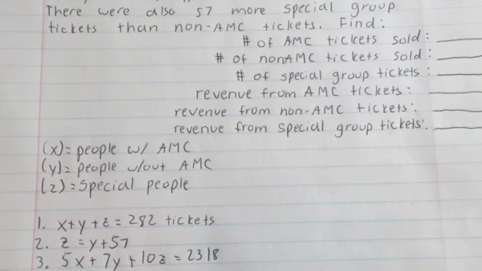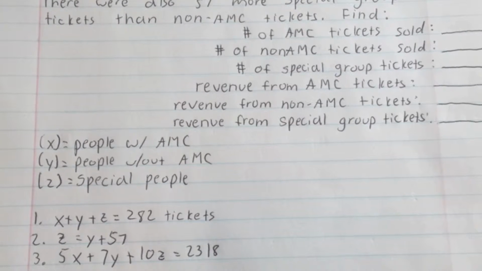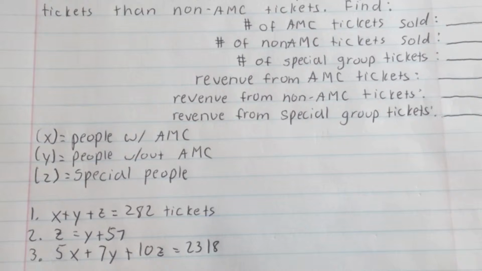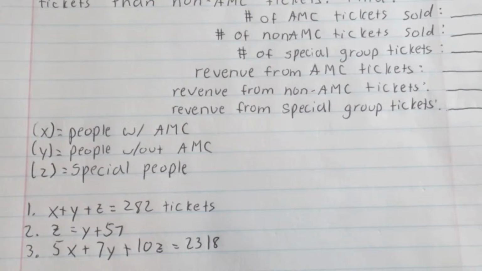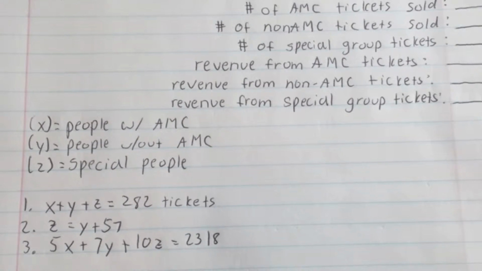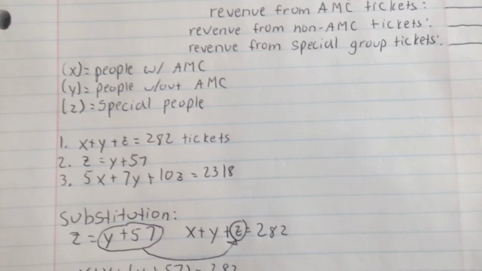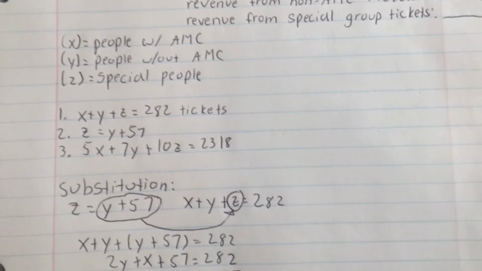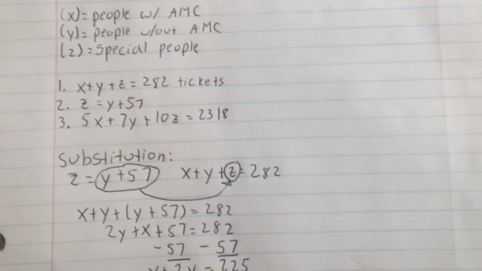First, you have to create 3 equations using your variables for total tickets sold, that's equation 1, total revenue, that's equation 3, and for the fact that there are 57 more special group tickets than non-AMC tickets, and that is represented by equation number 2. Next, you use substitution to substitute z in the first equation for what z equals in the second equation. Then you simplify and get x plus 2y equals 225.